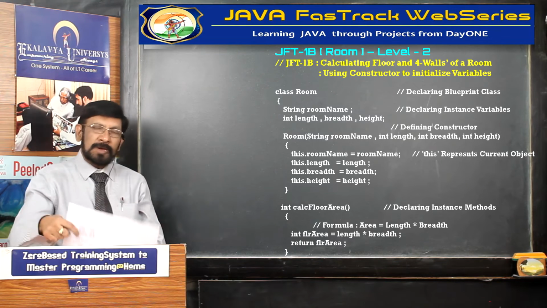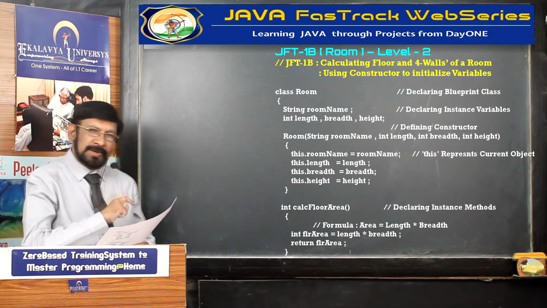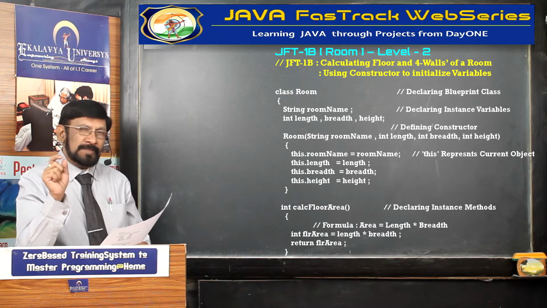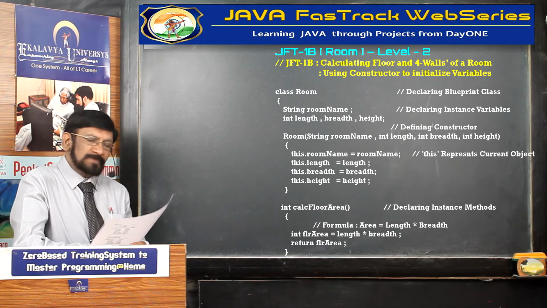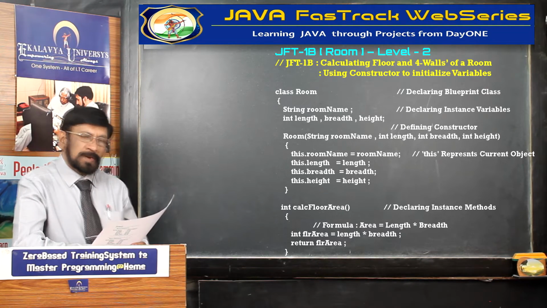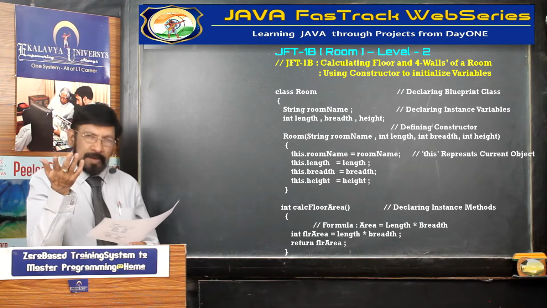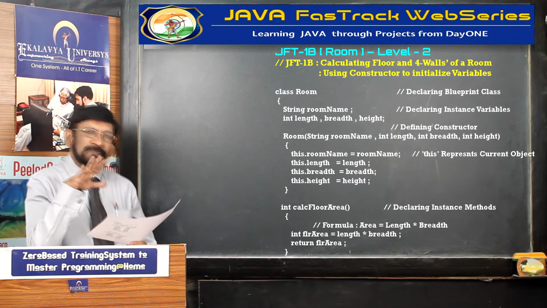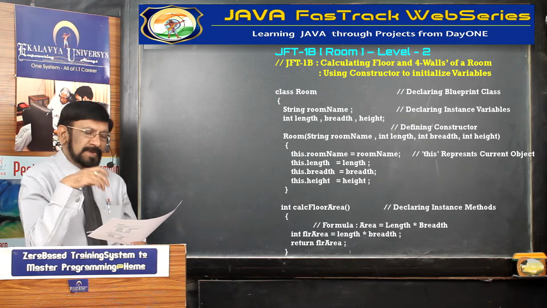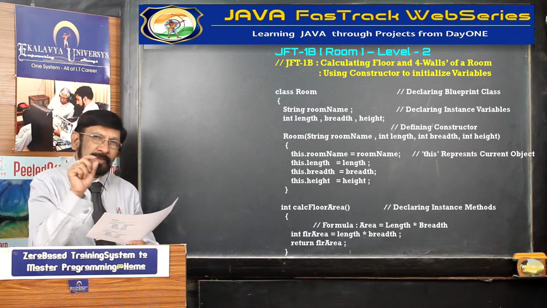Now let's come to the program. For the sake of integrity, I explain everything, but I explain briefly. First, we define a blueprint class. In the blueprint class, we define 4 instance variables for the room's name, length, breadth, and height. As far as room name is concerned, it's a string. That's why we define it with a string type, that is room name.